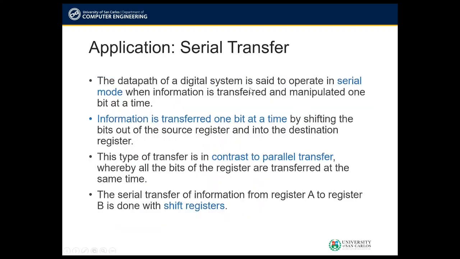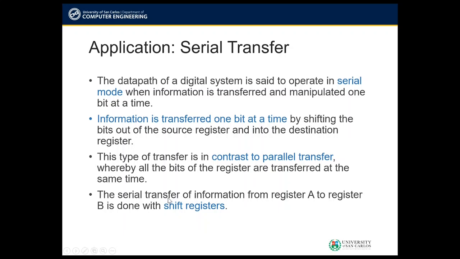Serial transfer is one of the applications where shift registers are usually found. The data path of a digital system is said to operate in serial mode when information is transferred and manipulated one bit at a time. Information is transferred one bit at a time by shifting the bits out of the source register and into the destination register. This type of transfer is in contrast to parallel transfer, whereby all the bits of the register are transferred at the same time.